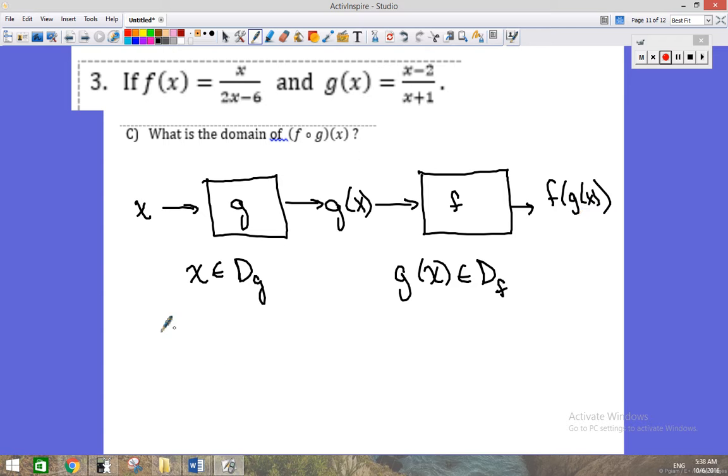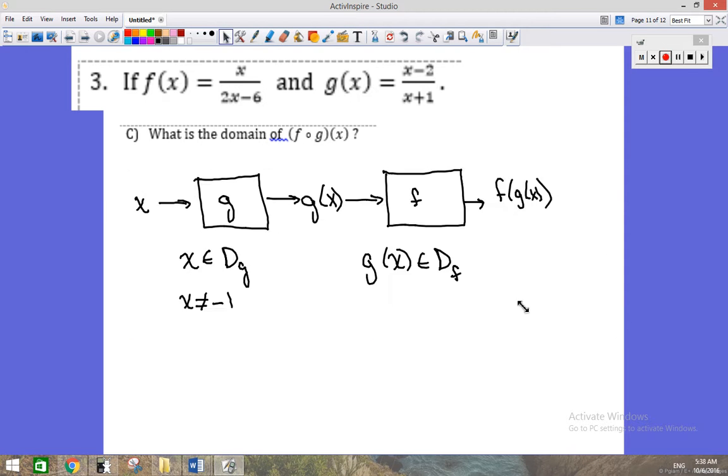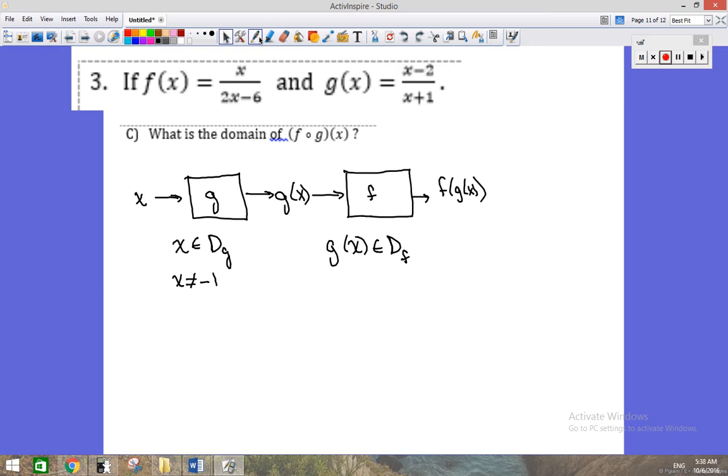Alright, so the domain of g. We looked at it and we already saw that it was all real numbers excluding negative 1. So rather than writing in interval notation, I'm just doing scratch work right now and writing it like this. The domain of f, we saw that it didn't like the number 3.